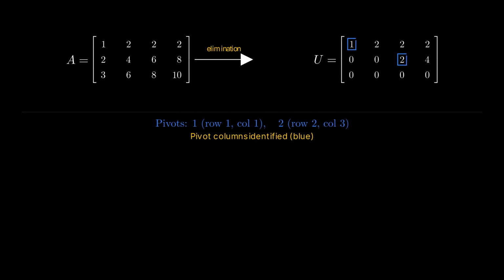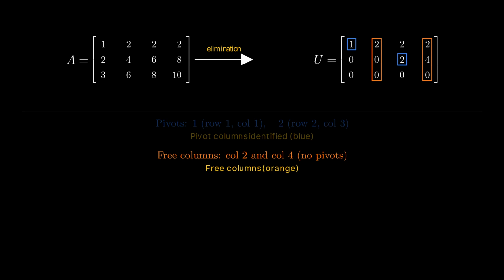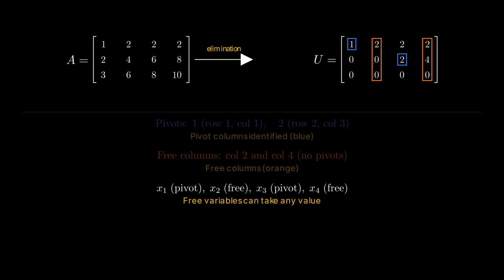Now let's identify the pivots. Elimination produced pivots in columns 1 and 3, the 1 in the first row, first column, and the 2 in the second row, third column. Those are the pivot columns highlighted in blue. Columns 2 and 4 have no pivots. Those are the free columns highlighted in orange. The corresponding variables x2 and x4 are free variables, meaning they can take any value.